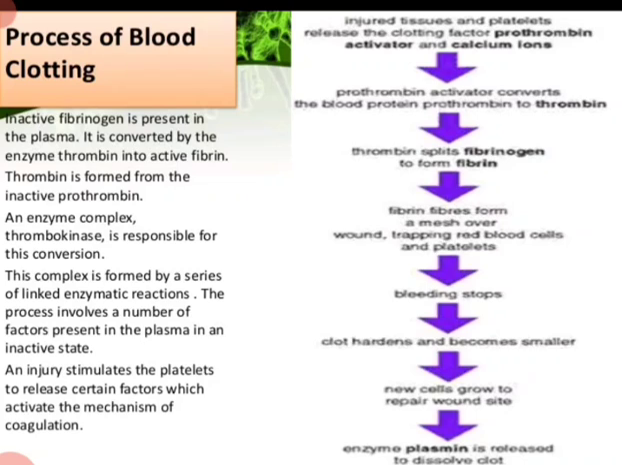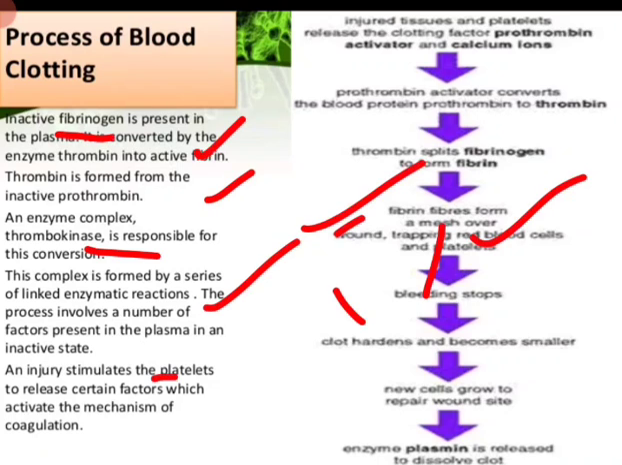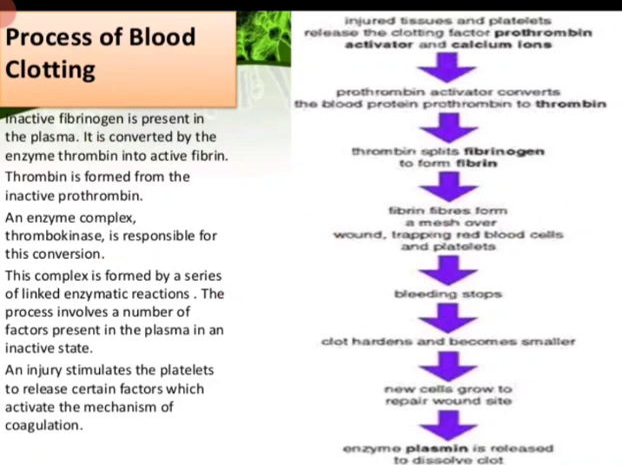Now an enzyme complex, thrombokinase, is responsible for this conversion. The complex is formed by a series of linked enzyme reactions, and the process involves a number of factors present in the plasma. So now look here. What is coming first? The injured tissues and platelets release the clotting factors. What are the clotting factors? Prothrombin activator and calcium ion. Both clotting factors are released by injured tissues.